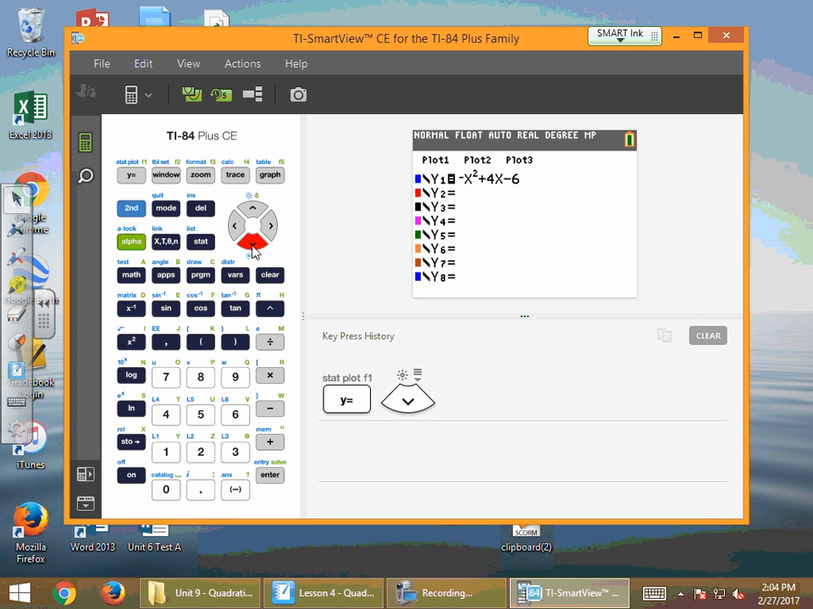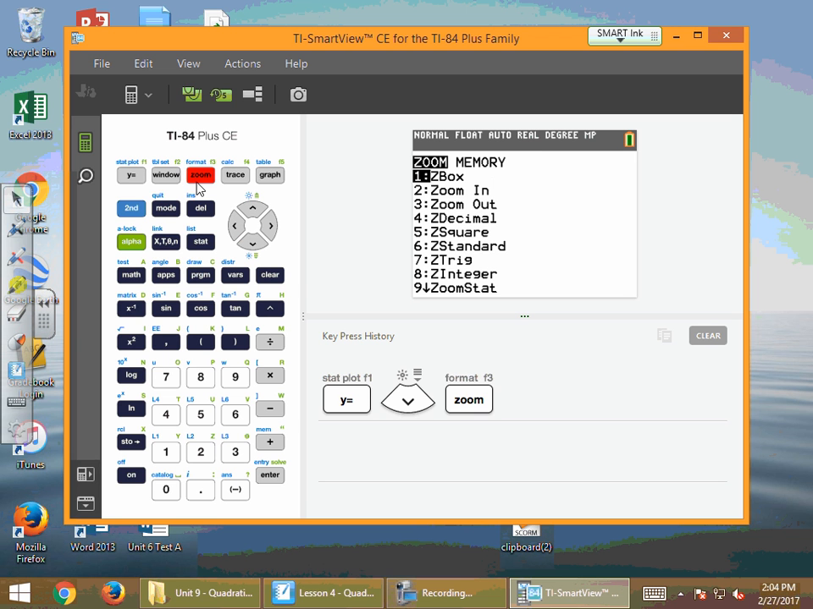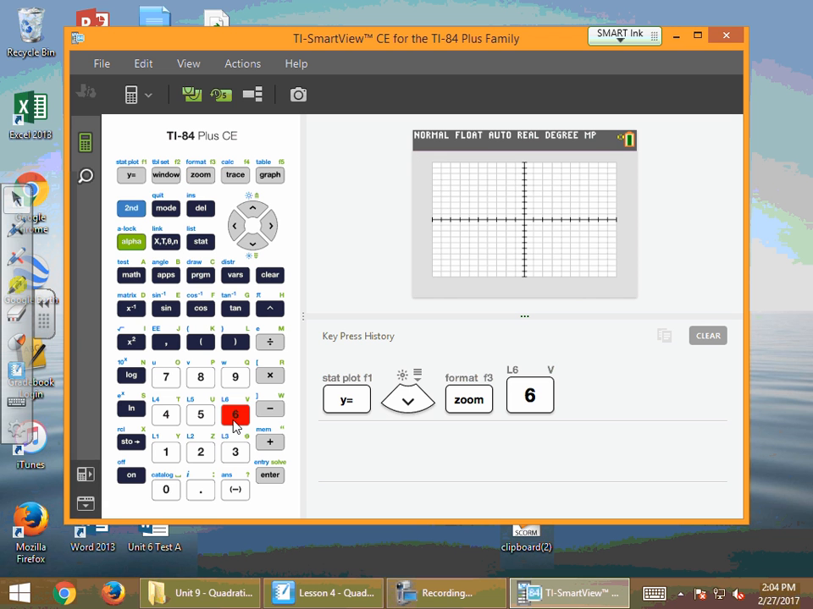Some of your graphs might be a little off because we've been playing around with the windows. So when you type it into y equals and graph it, hit zoom, right here in the middle, and then 6. That resets your window. So if you change your window to do your quiz or practice, hit zoom 6, and that resets your window.